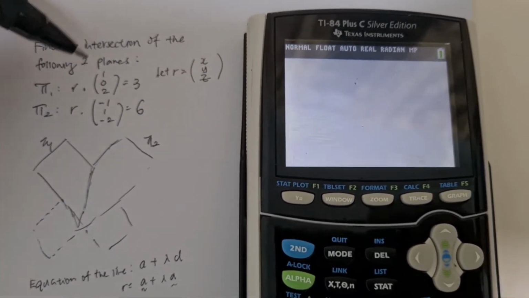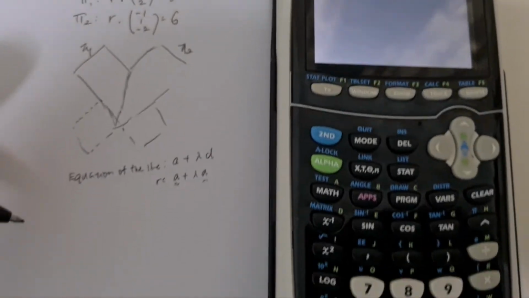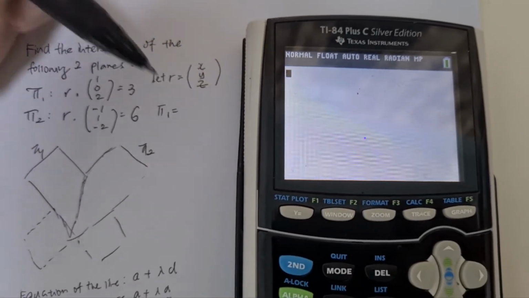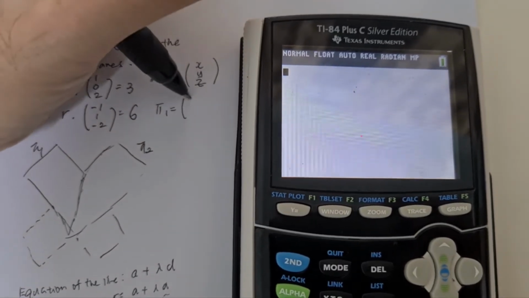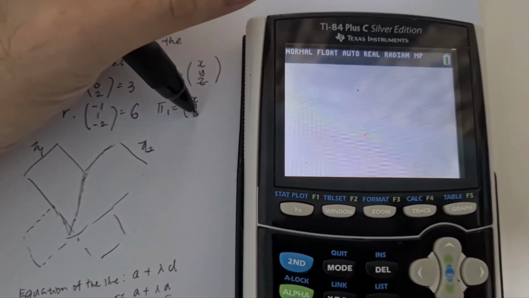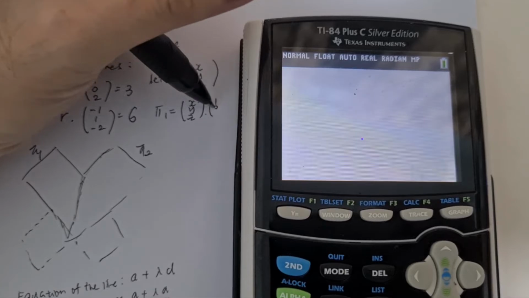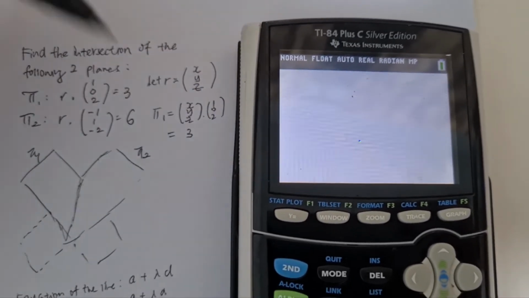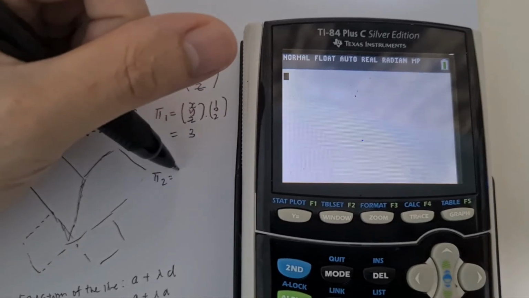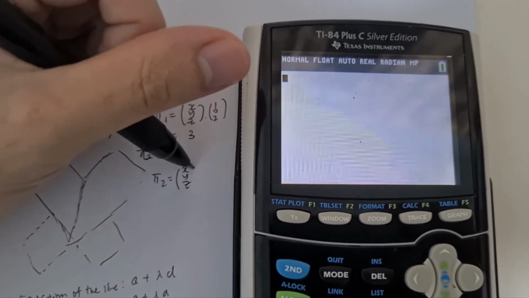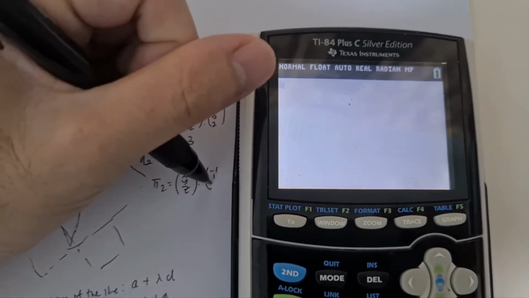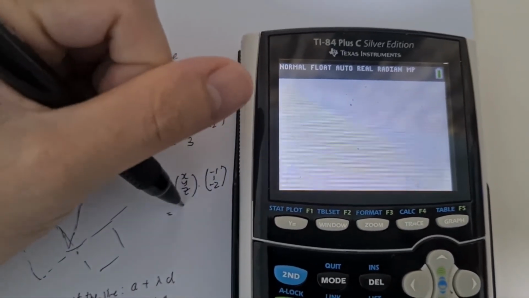The next step is to substitute r equals x, y, z into plane 1 and plane 2, and we get the following. Plane 1 is x, y, z dot 1, 0, 2, and this equals 3. While plane 2 is x, y, z dot negative 1, 1, negative 2, and this equals 6.